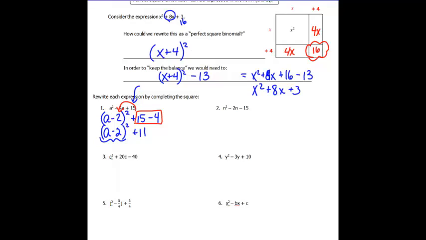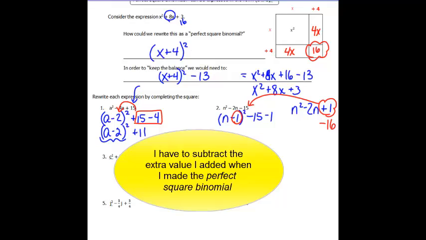Let's try number 2. I would like to have n minus 1 quantity squared. In doing that, I get n squared minus 2n, and then I get plus 1. Well, I didn't want plus 1, I wanted minus 15. So I really know here that I need to subtract 16. So essentially what I'm doing is I'm tacking on that minus 15 and then minus 1, which is the square of this number. Let's keep going.